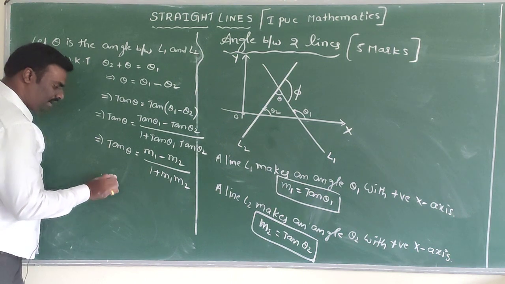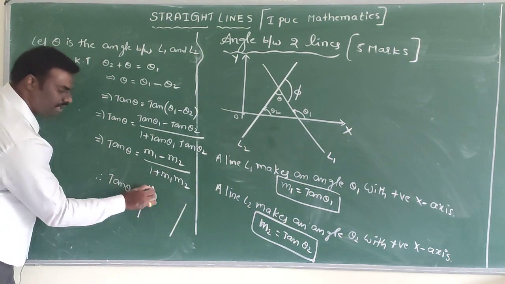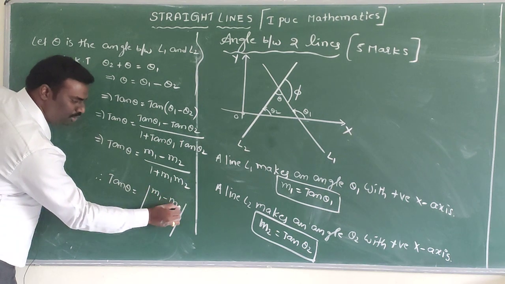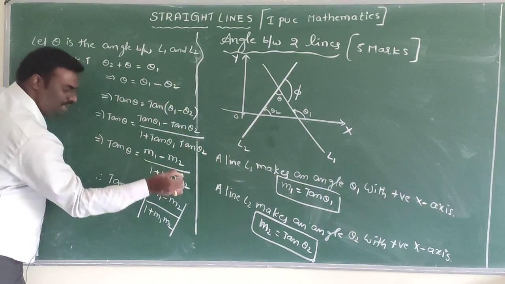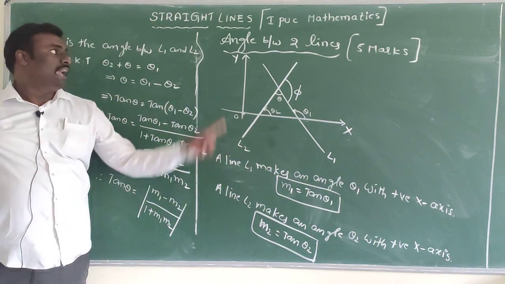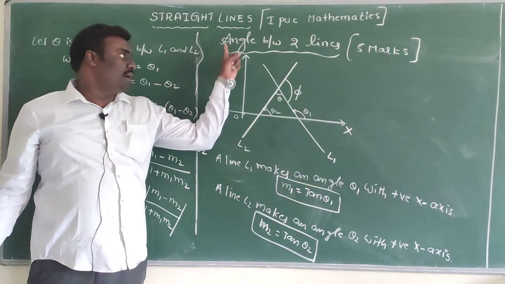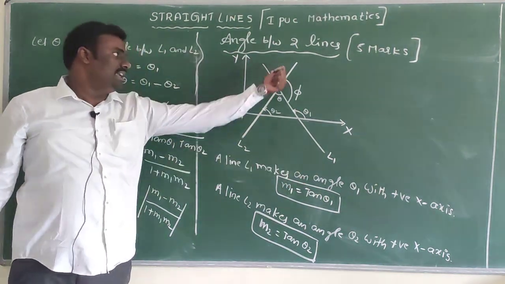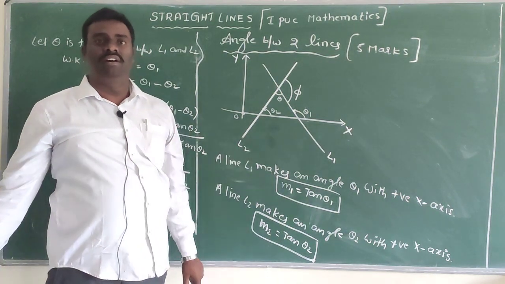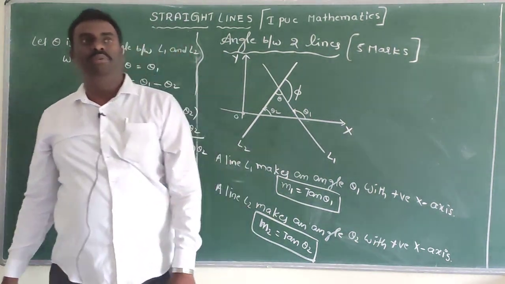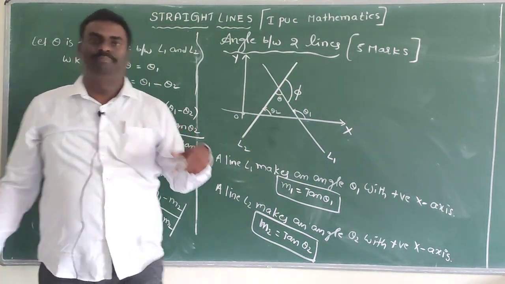Therefore, tan theta is equal to the modulus of m1 minus m2 divided by 1 plus m1 m2. This is the formula for the angle between two lines, where m1 is the slope of the first line and m2 is the slope of the second line. This is very, very important for 5 marks in PU. One problem is also attached. I will explain the problem.